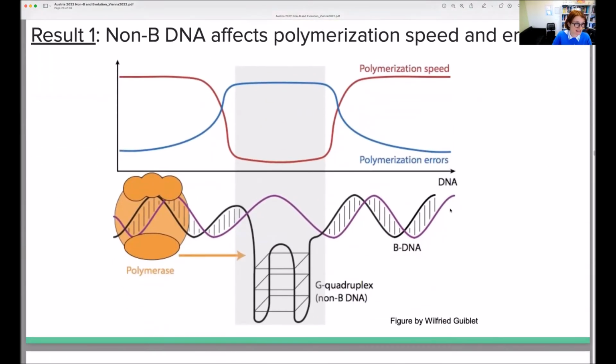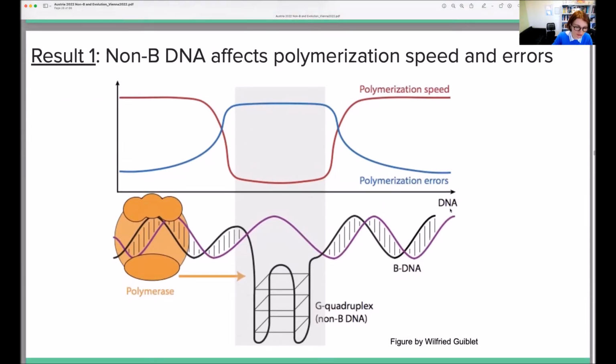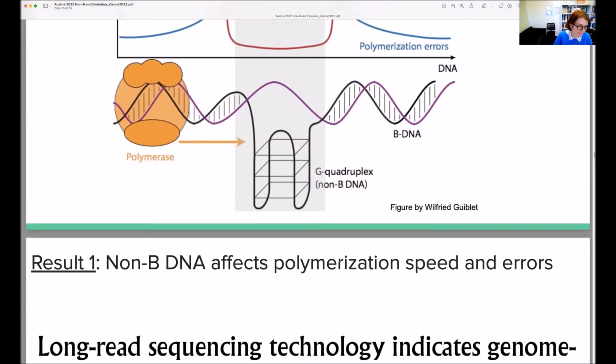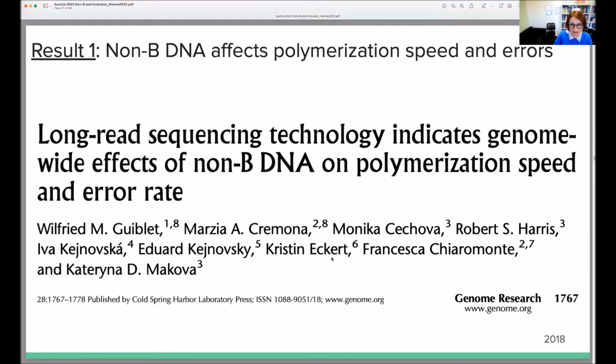And just to summarize this result, this is a cartoon figure by Wilfried, who did most of this work, a former graduate student of mine. So when polymerase encounters a G quadruplex, it makes more errors and its speed goes down. Okay. And if you're interested more in this work, it was published in Genome Research several years ago.